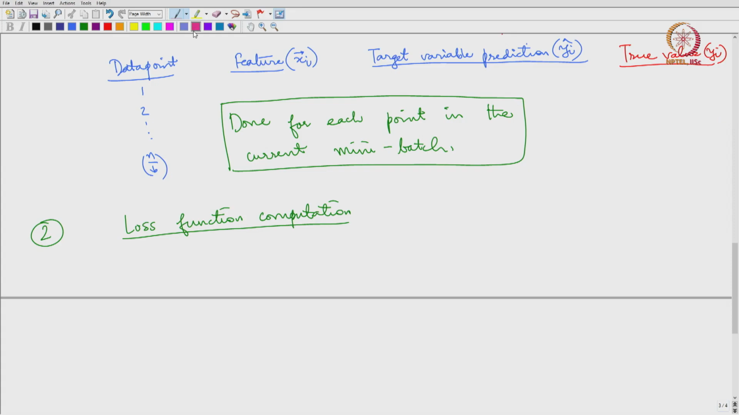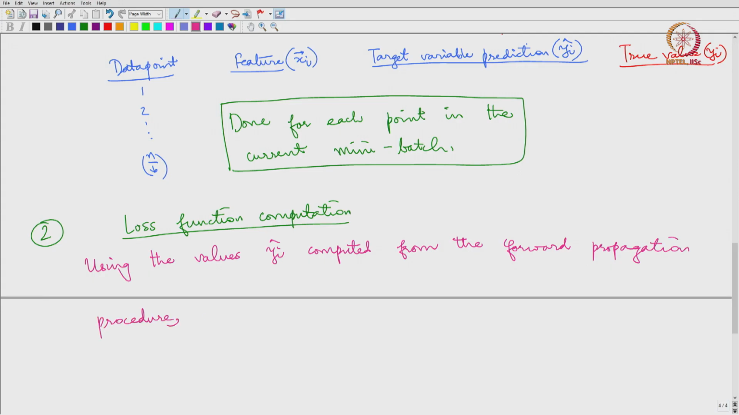So, using the values yi hat computed from the forward propagation procedure, we compute the loss function, the appropriate loss function.